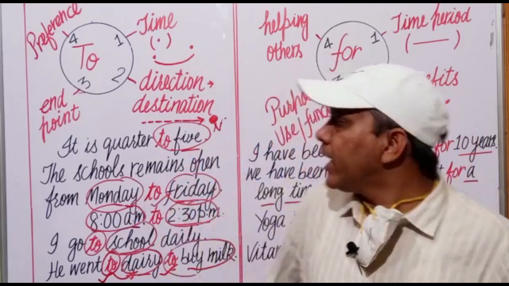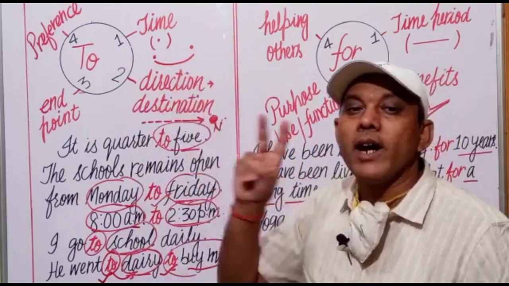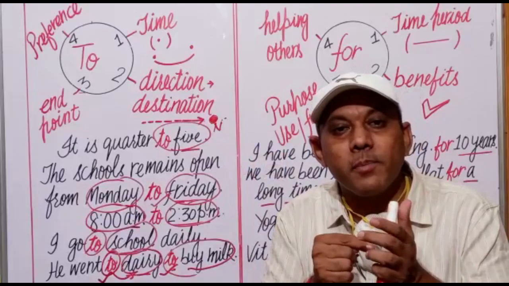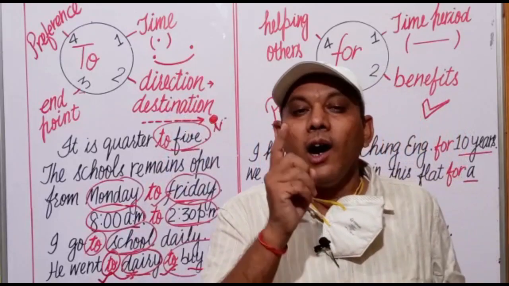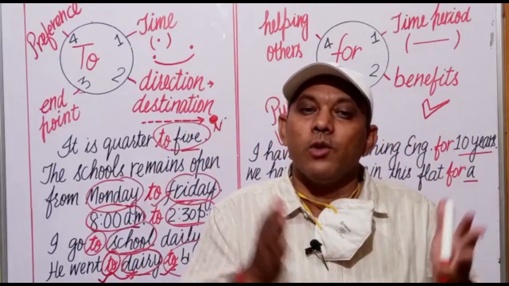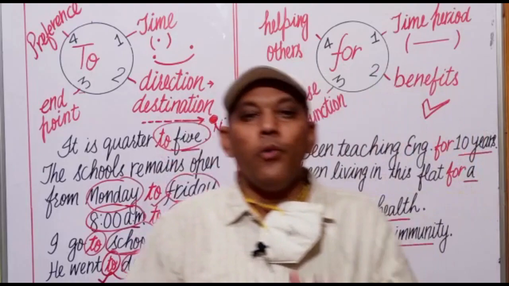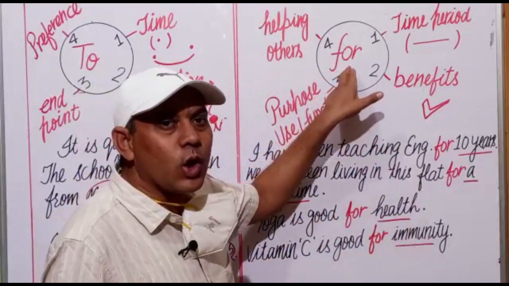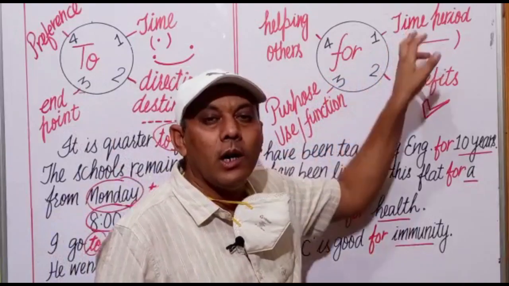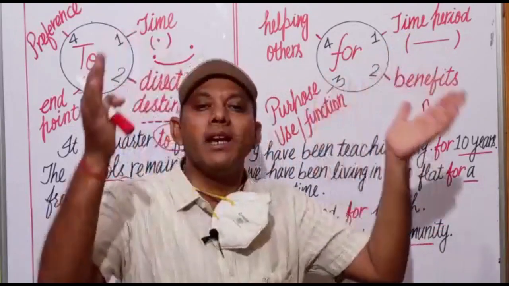In this way, we can say that to is used in case of 2 points of time or a specific point of time, or to mention direction or destination to a specific place. But in case of for, where do we use for? Let us discuss. For is also used for time, but not for the point of time. It is used for a period of time.